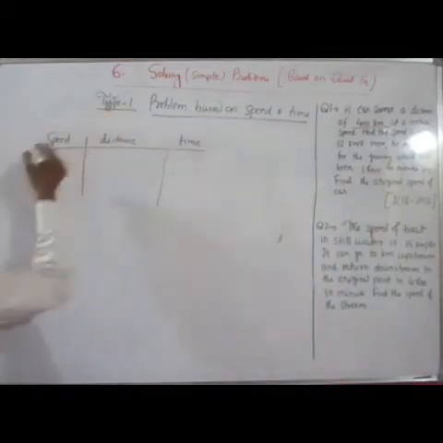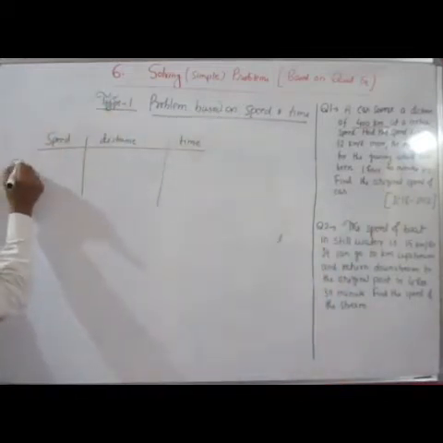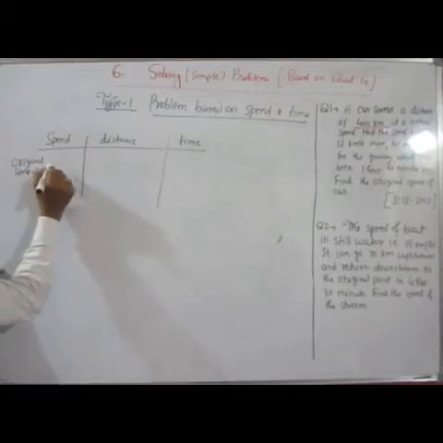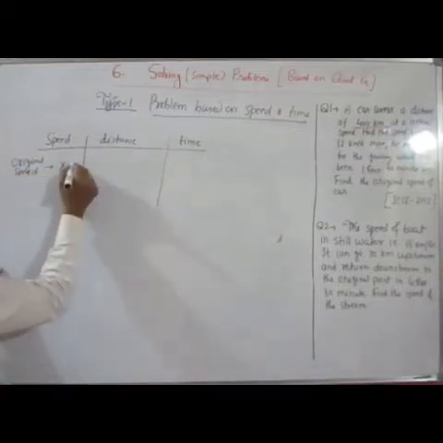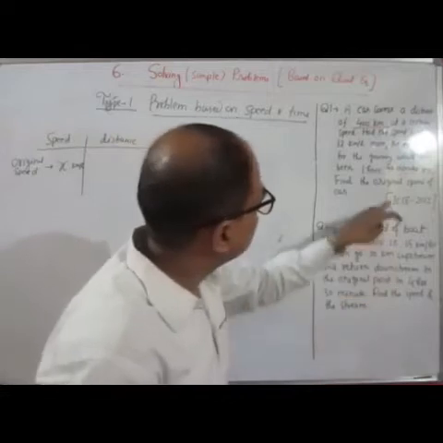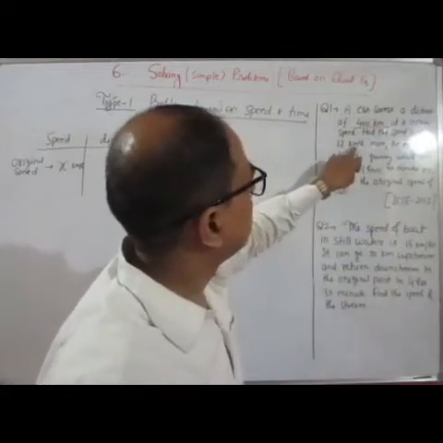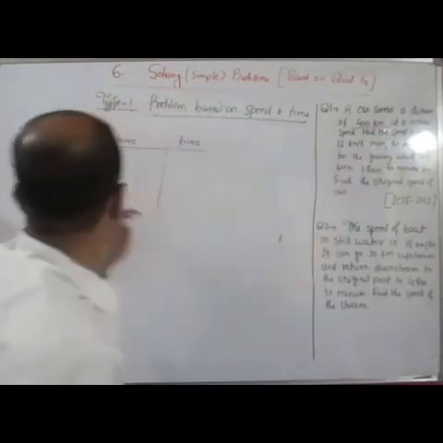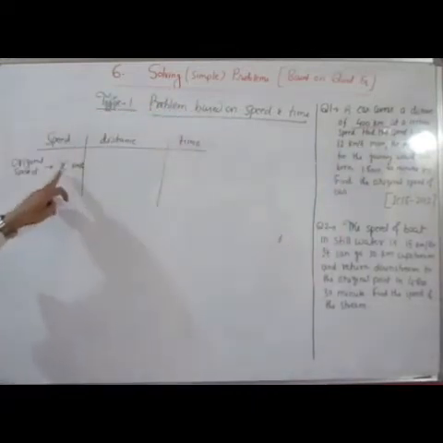So let the original speed be x, and let the unit be kilometer per hour. Why am I taking the unit kilometer per hour? Because in the question the unit for speed is given as kilometer per hour.